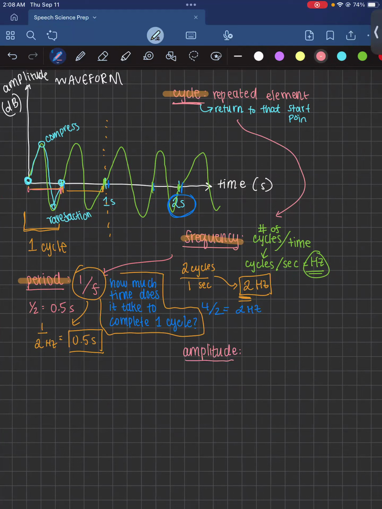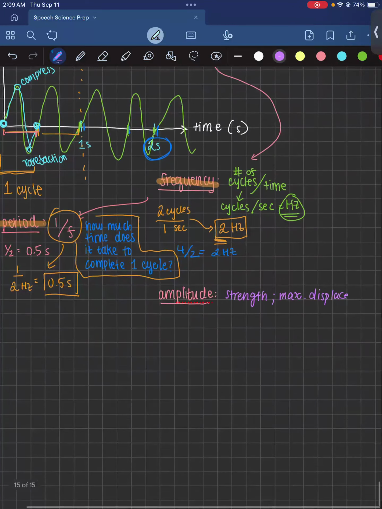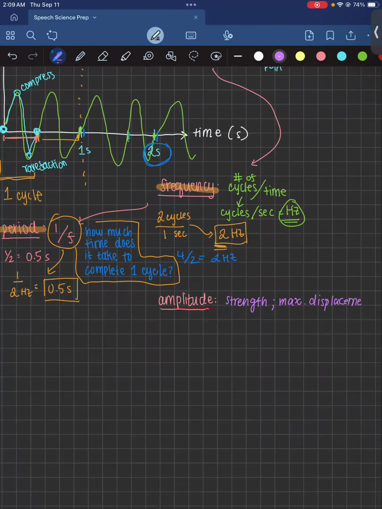Amplitude is basically the strength of our wave, right? So let's call it the strength. And it's also known as the maximum displacement of the wave from equilibrium.